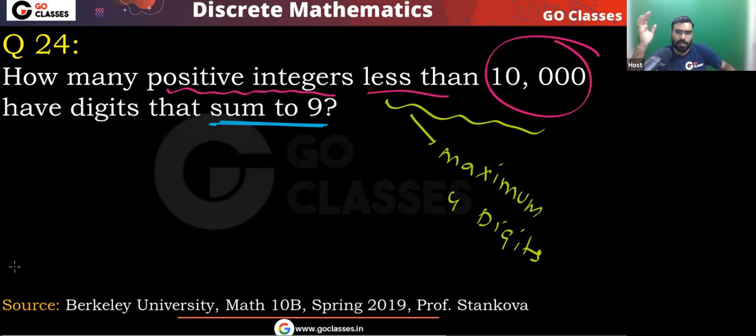And minimum, how many digits you can have? Minimum 1 digit you can have, right? But something interesting here. Should I count 1 digit separately, 2 digits separately, 3 digits separately, 4 digits separately? Should I count like this? I can do that. Okay, so let's do that.